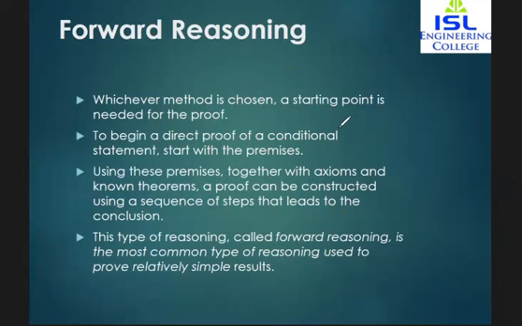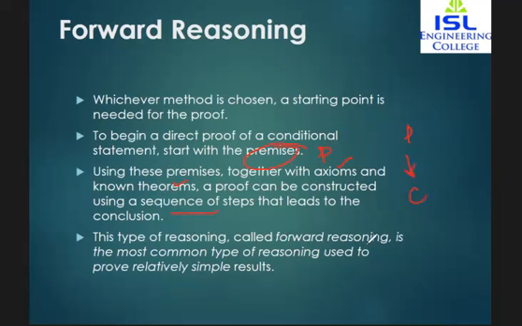To begin our reasoning, we begin with a direct proof for a conditional statement, and we start with the premise, which is your P. Using this premise, we create a proof by using axioms. If you remember, I have given you the definition of axioms, and then we use a theorem. A proof can be constructed using a sequence of steps. So if we have a hypothesis or a premise P, we use some theorems which already exist, and then it leads to the conclusion.